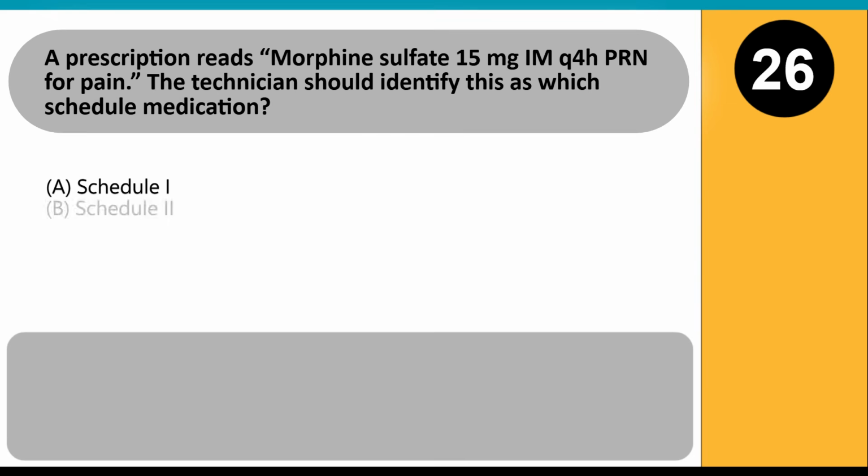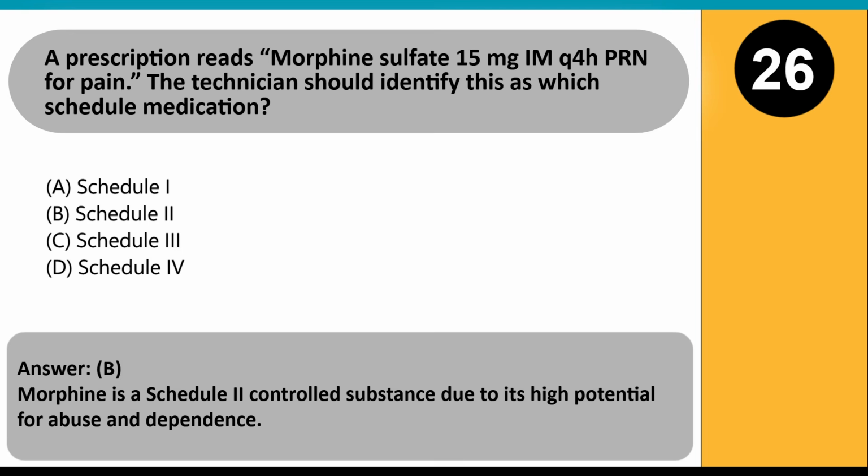A prescription reads morphine sulfate 15 mg IM Q4H PRN for pain. The technician should identify this as which schedule medication? A. Schedule 1. B. Schedule 2. C. Schedule 3. D. Schedule 4. Answer B. Morphine is a Schedule II controlled substance due to its high potential for abuse and dependence.